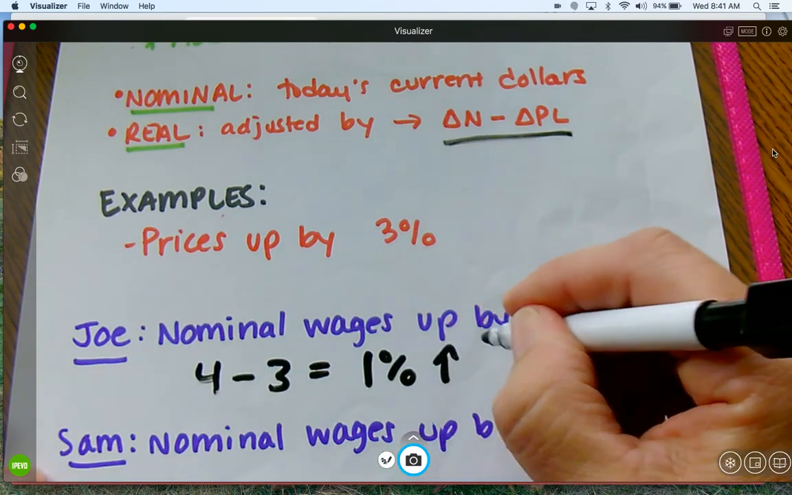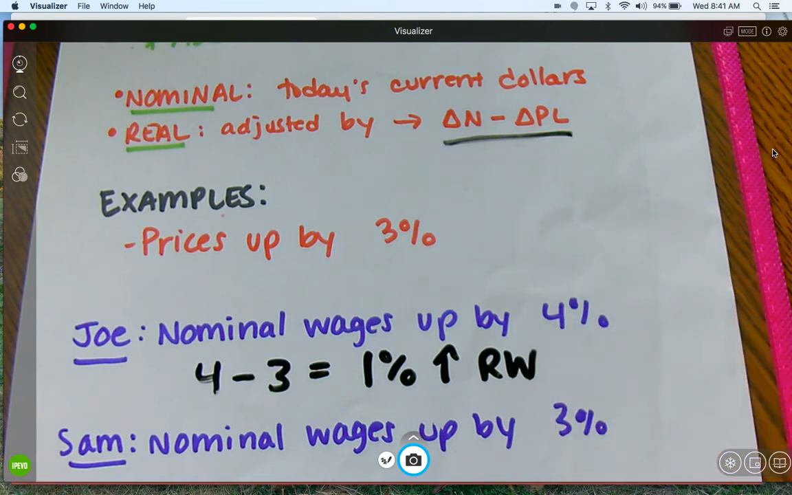So Joe is lucky he got a raise because his wages went up, but they didn't go up 4% because prices went up by 3%. So even though Joe's boss can say to him, hey, listen, I cut you a big favor. I increased your pay by 4%. If the cost of living has gone up 3%, Joe actually only got a 1% raise.